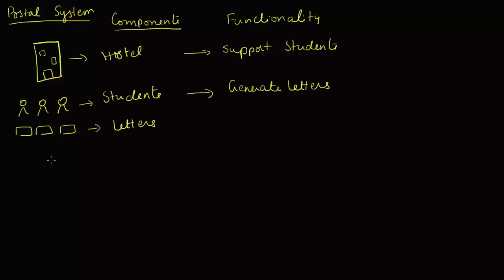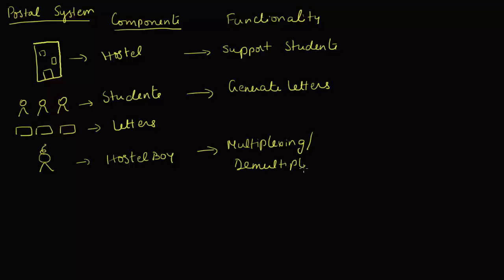Let's also assume that this hostel has a hostel boy. Just to distinguish him from the students, let's give him a single strand of hair. I think that's kind of funny. So this is the hostel boy. What is his role? He basically collects letters from the students and gives them to the postman, and he picks up letters from the postman and he distributes it back to the students. So I'm calling this multiplexing and demultiplexing of letters.